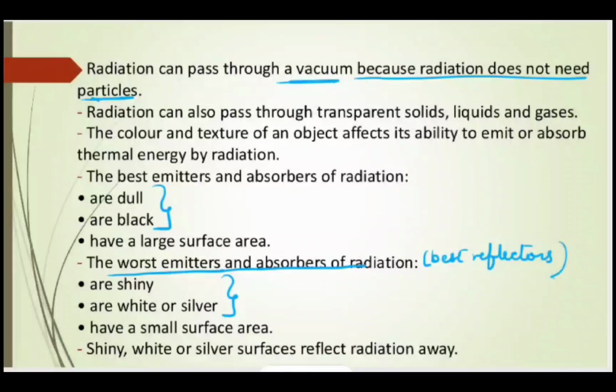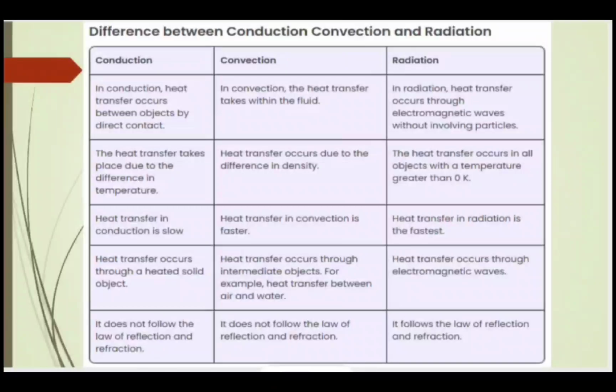When these substances are spread out over a large surface area, there is more radiation, and if there is a smaller surface area, less. Obviously everything radiates, children. Everything gives out radiation, even the shiny objects, even white or silver objects, but it's very very less compared to dull and dark objects. Shiny white or silver surfaces reflect radiations away. They don't become hot easily.